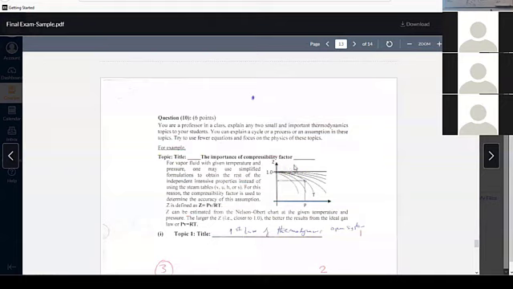Usually, we are bad professors. So here in this problem, I simply said, you are a professor, explain 2 points. So for example, I said, how about the compressibility factor? I give you an example for you. I explain for the compressibility factor.